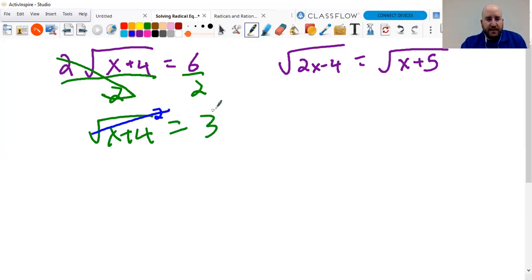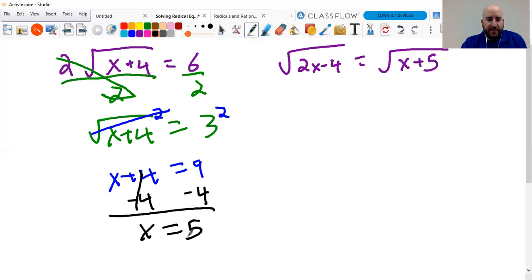Square both sides. x plus 4 equals 9. Minus 4 on both sides. x equals 5. So there's that one.